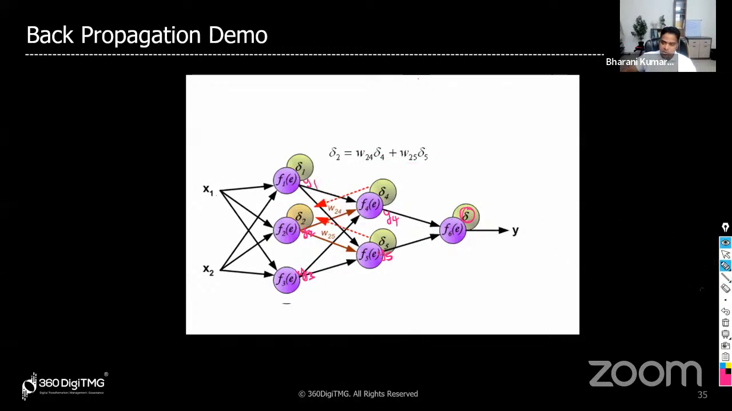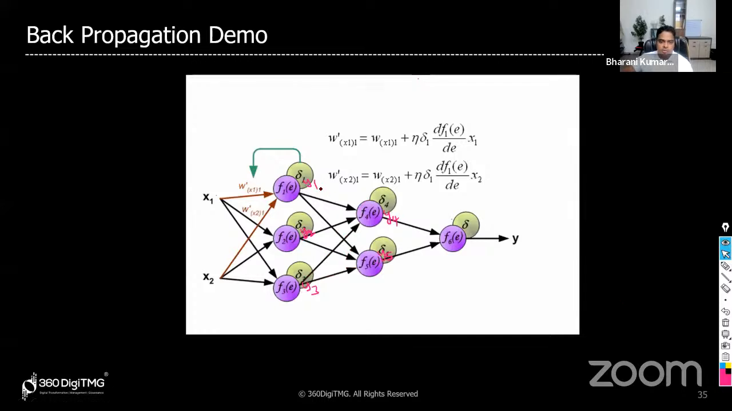This was my one. Okay, next. For this guy also, W34 into this and W35 into this. That's so much of penalty would be given. Okay. And so on and so forth. For this guy also, same penalties would be given. Then finally, you start updating the weights.